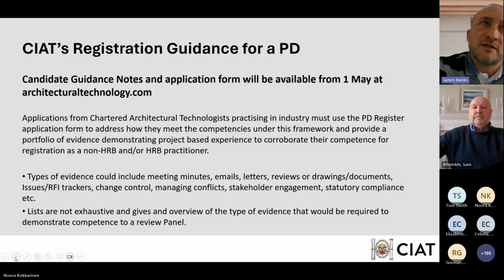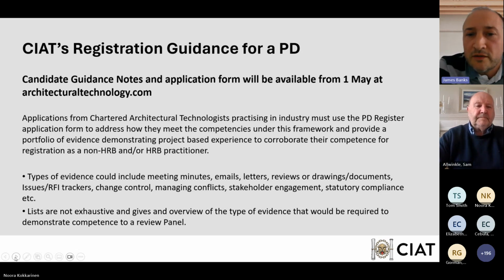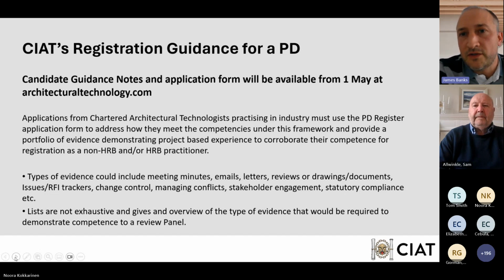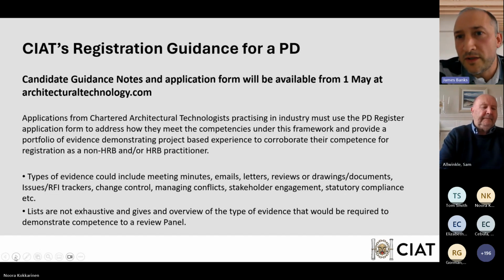So we've worked with the steering group to get us to this point with the framework, and we tried to give you a steer as to what potential types of evidence you could provide for registration. So things we might want to see from you could include meeting minutes, emails, letters, review and drawings and documentation, RFI trackers, change control information, managing conflict, stakeholder engagement, evidence of statutory compliance. You'd envisage this is the day-to-day outputs that you're delivering as a Chartered Architectural Technologist. And that list is by no means exhaustive.